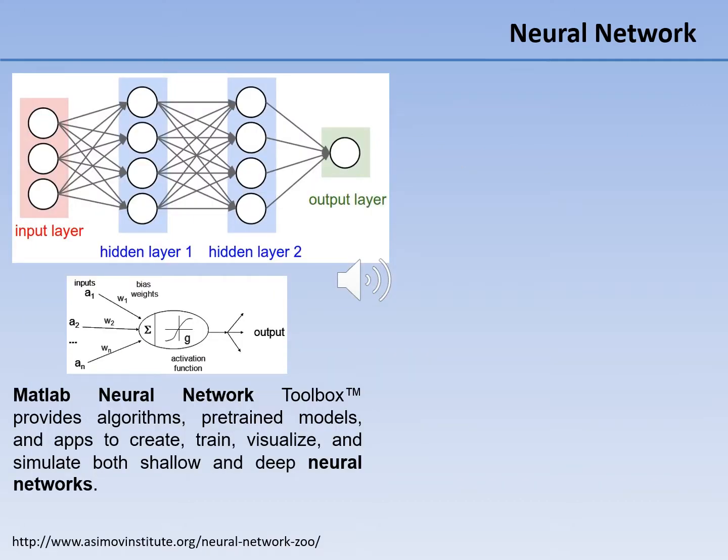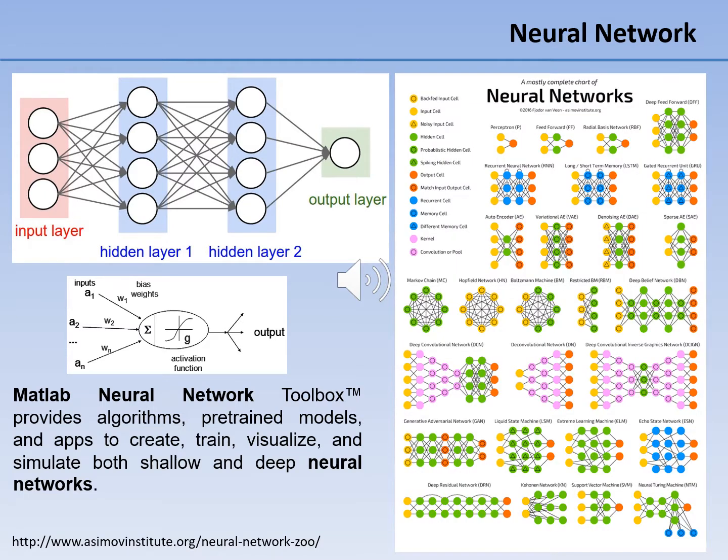Neural networks are a set of algorithms modeled loosely after the human brain that are designed to recognize patterns. They interpret sensory data through a kind of machine perception, labeling or clustering raw input.